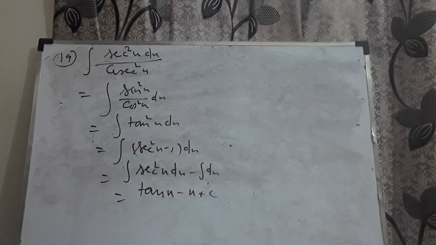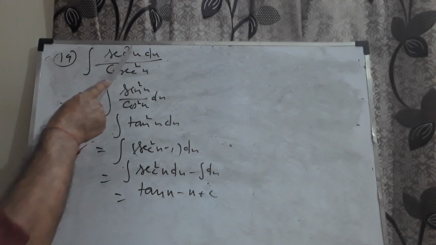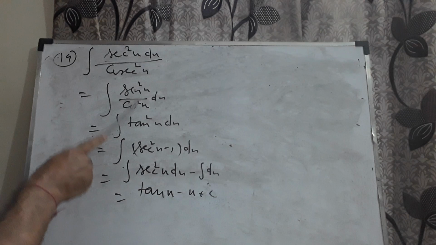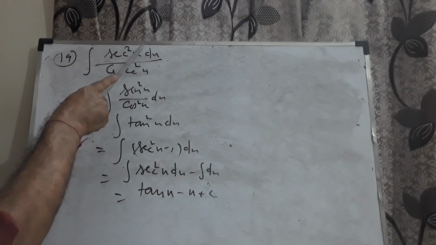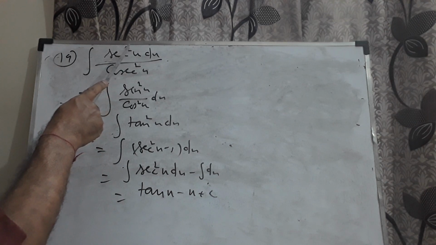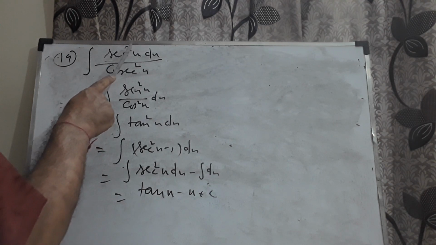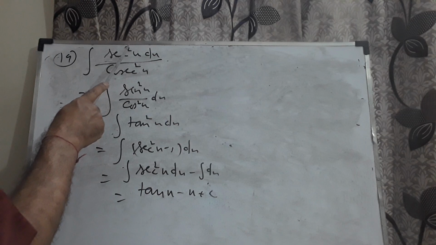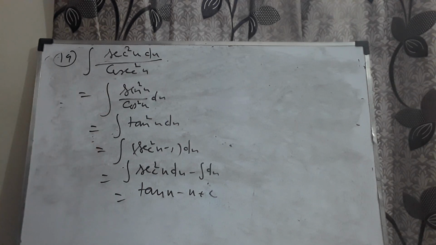I used to tell my students the crux of the problem, the very important point in any problem. The crux here is bring secant square down and write it as cos square. Take cosecant square up, make it as sin square x. 1 by cosecant square is sin square and 1 by secant square is cos square. Therefore, this brought down becomes cos square.